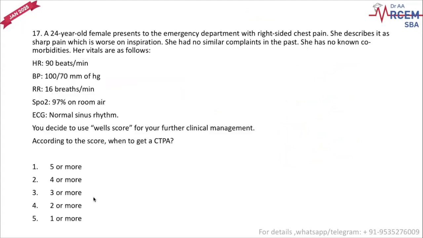A 24-year-old female presents to the ED with right-sided pleuritic chest pain. She described it as a sharp pain worse on inspiration. She had no similar complaints in the past. She has no comorbidities. Vital parameters are stable. We decide to use the Wells score for further clinical management.